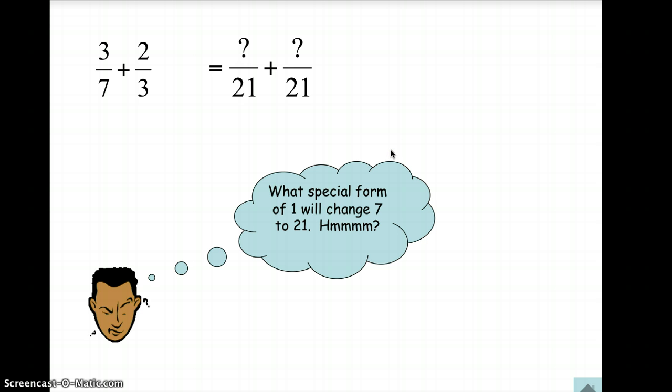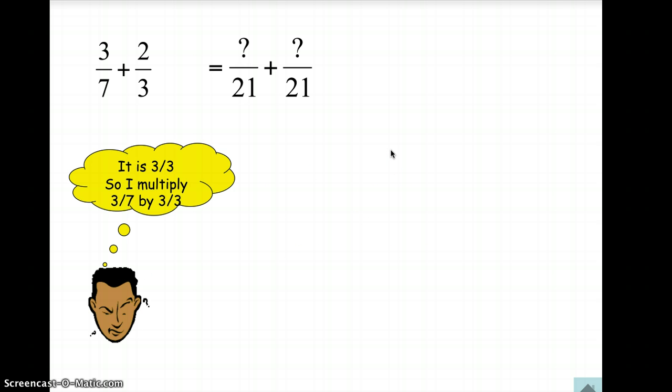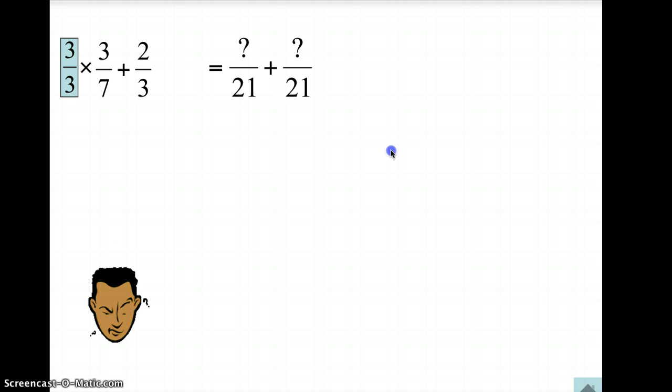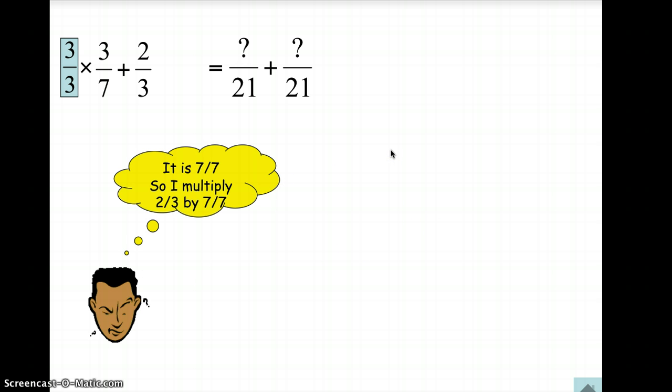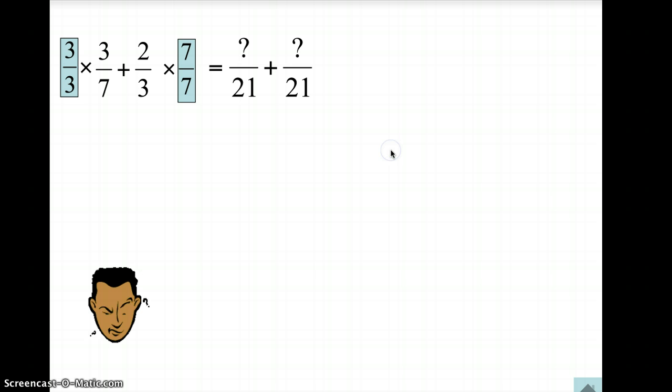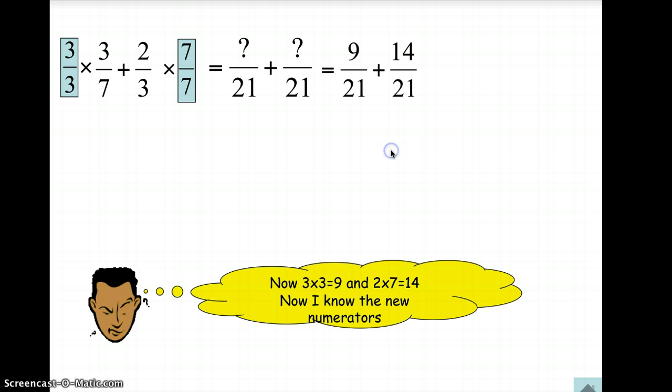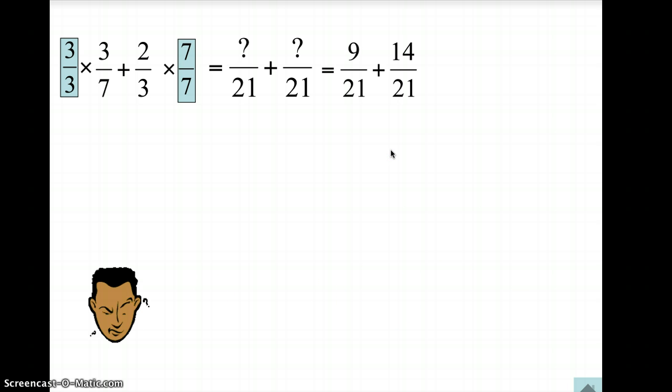So you got to think, what's that magic number of 1, that special 1, going to be? What did I do to 7 to get me to 21? I did times 3. Whatever you do to the bottom, you got to do to the top. Then think, what did I do to 3 to get it to become 21? Times 7, and whatever you do to the bottom, you got to do to the top. So that gives you 9/21 plus 14/21, or 14 over 21.